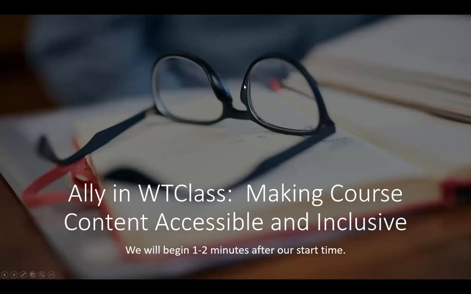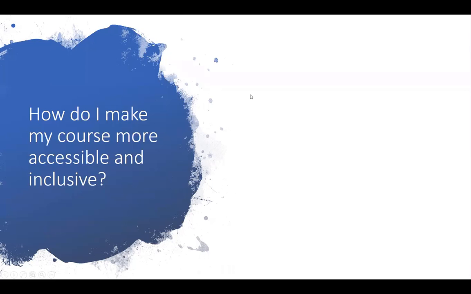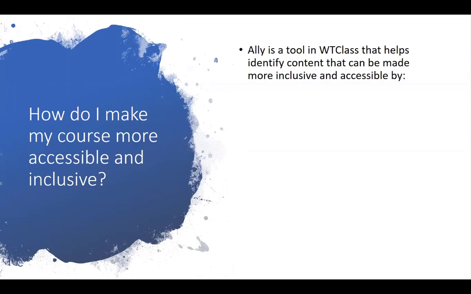All right, so how do I make my course more accessible and inclusive? Ally is in every one of your classes already. It's a built-in product into Blackboard, into WTClass, that helps you identify content in your class that you can make more accessible, and it provides instructions on how to do so. It provides that documentation, tells you step by step how to fix it, what you need to do to make it more accessible.